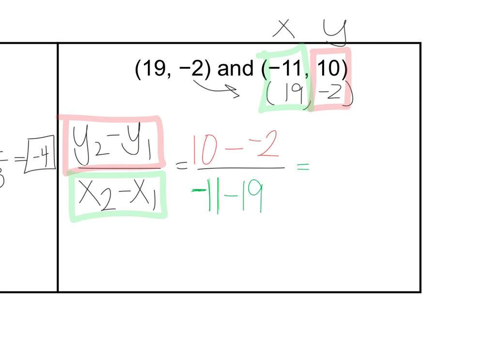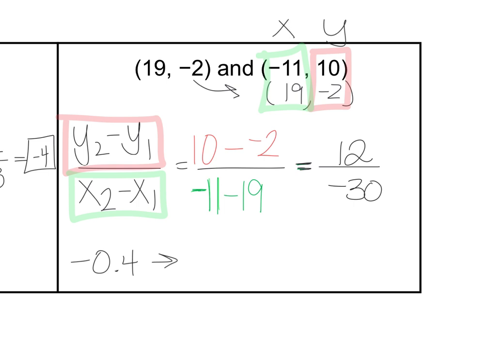So now we're going to simplify this. 10 minus -2 is a positive 12. And then -11 minus 19 is a -30. So then I type this in the calculator, 12 divided by negative 30. I get the decimal negative 0.4, but for slope, we usually use a fraction, rise over run.